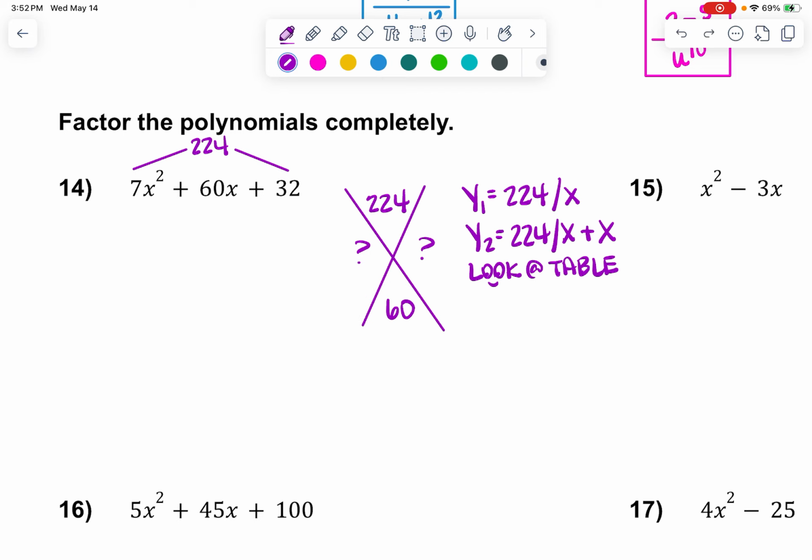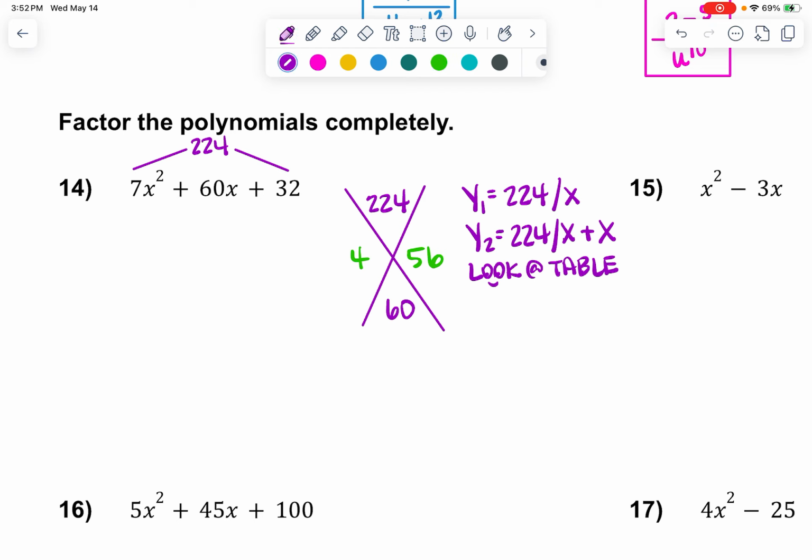So as soon as I went and looked at my table, my calculator is telling me that it's +4 and +56, right? That these are the 2 numbers that multiply to give us 224, but add to give us 60. And I can tell that that's correct. You don't have to use the calculator if you don't want to. A lot of times we can just figure out what those are in our head, or we can write down a list of factors.